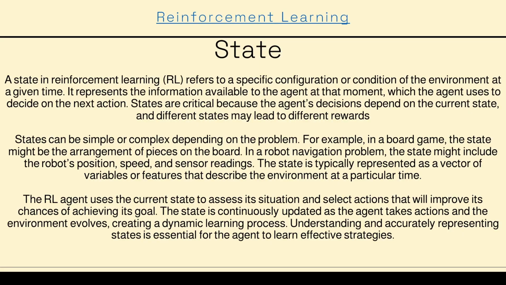States can be simple or complex depending on the problem. For example, in a board game, the state might be the arrangement of pieces on the board. States can be very complex because in a chess game there are so many pieces and so many choices you have to make. For any single piece, you can make many kinds of action from there. That's why states can be complex. In a robot navigation problem, the state might include the robot's position, speed, or sensor readings. The state is typically represented as a vector of variables or features that describe the environment at a particular time.